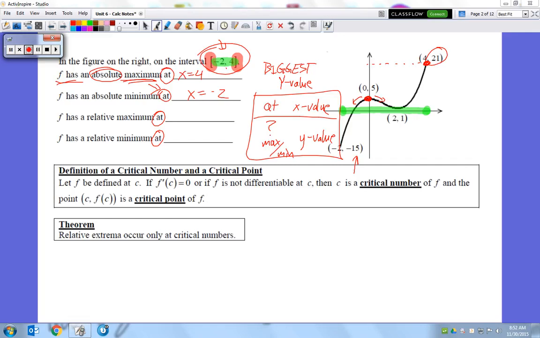F has a relative maximum. Okay, so this is that relative maximum that we were talking about earlier. Well, where does it occur at? It occurs when x is equal to 0. So that's what my at value is going to be. And then finally, f has a relative minimum. Okay, so here's a relative minimum. It's not the absolute, because we already denoted that at being at -2 with a y value of -15. But we're saying relative. Basically, these are relative or local. And then these, right here and here, put some arrows, are absolute.